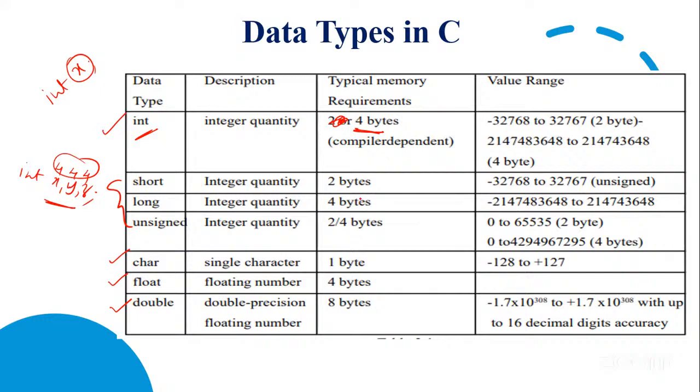The size of short integer is 2 bytes, the size of long integer is 4 bytes, and unsigned is 4 bytes. And what is the size of a character data type? If you declare a variable like char a, it occupies only 1 byte. The size of float data type is 4 bytes. And the size of double data type is 8 bytes.